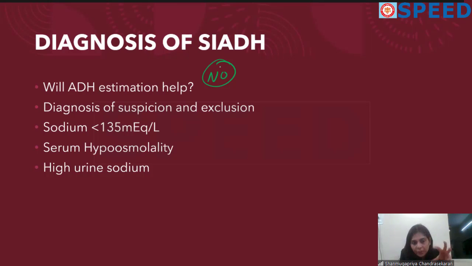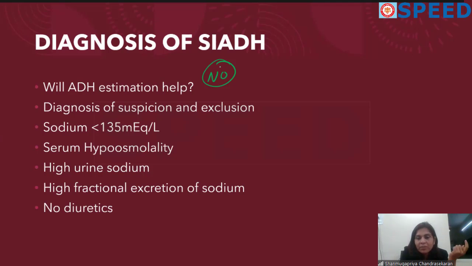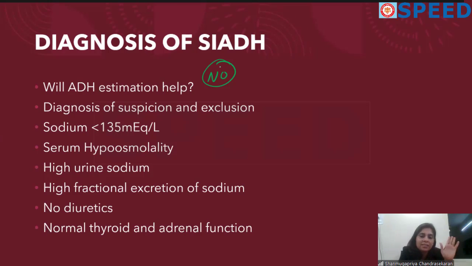So if I find a combination of low sodium in the circulation and high sodium in the urine, with hypoosmolality and euvolemia, after I exclude all other causes for high urine sodium, what are those other causes? Diuretic usage, I'll ask the person about diuretic usage. I will check the thyroid status, the person has to be euthyroid. I will check for Addison's disease. After I exclude all these, I will say it is SIADH. Are you clear? So SIADH is a diagnosis of suspicion and exclusion.